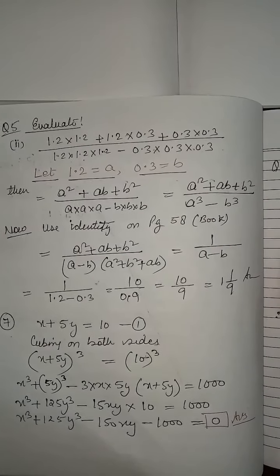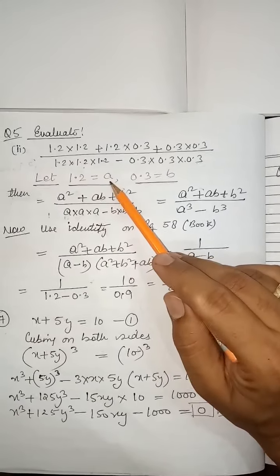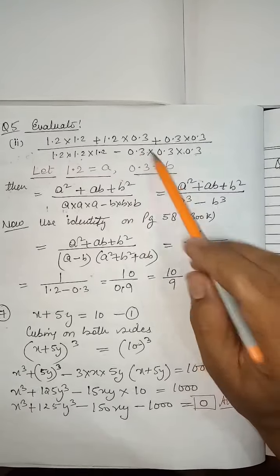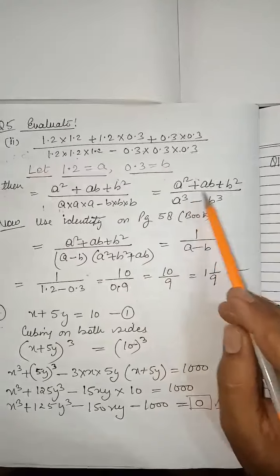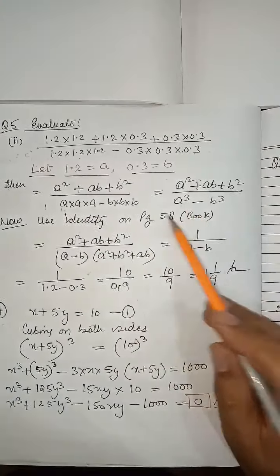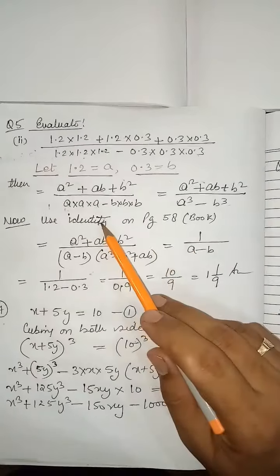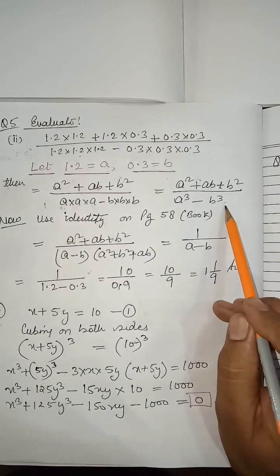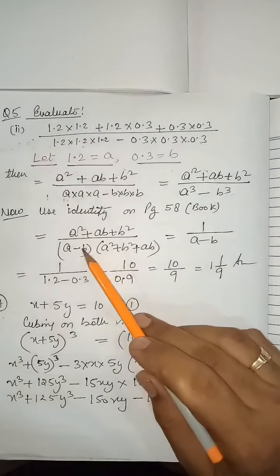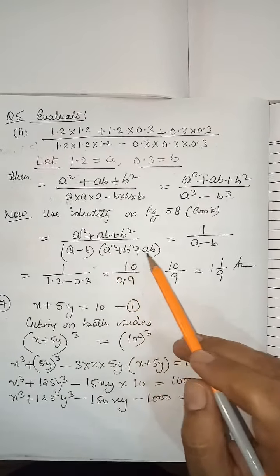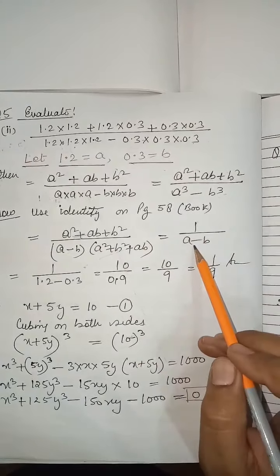Question number 5. Evaluate. This is the question. Let us suppose 1.2 as a and 0.3 as b. So substitute the value of a and b in the expression. You will get this expression. Now a cube minus b cube. Now page number 58, identity is given over there. We apply this identity. So a square plus ab plus b square upon the formula of a cube minus b cube is (a - b)(a square plus b square plus ab). Now you see these two are same, we have to cancel it. What is left? 1 upon a minus b.